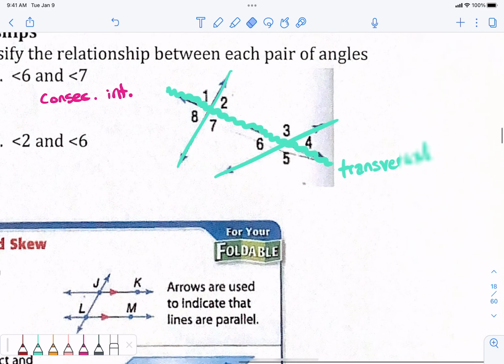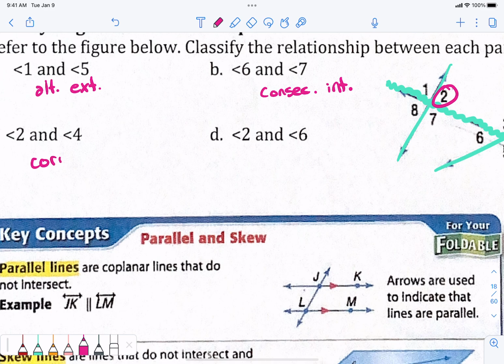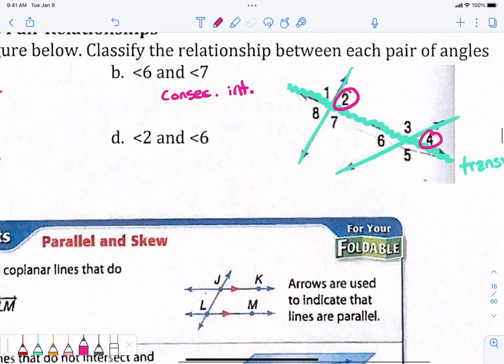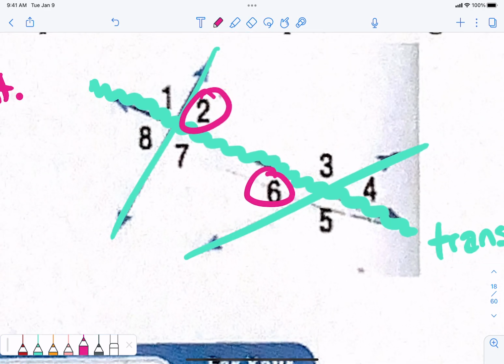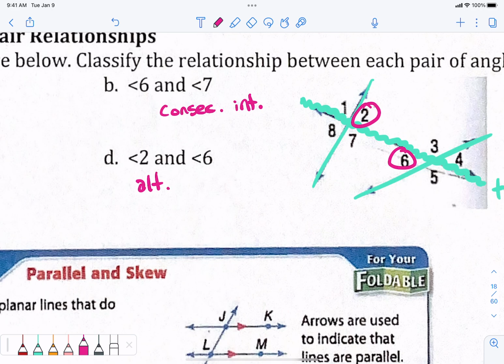Next we have 2 and 4. 2 is here, 4 is here. Corresponding, because one's inside, one's outside. That just gives it away, right? Corresponding. Okay, and then 2 and 6. 2 is there, 6 is here. Alternate interior. Perfect.